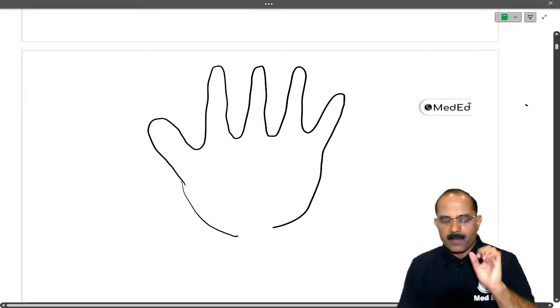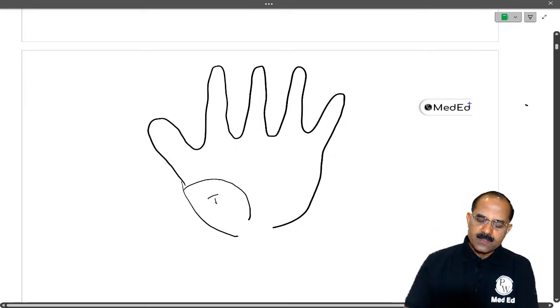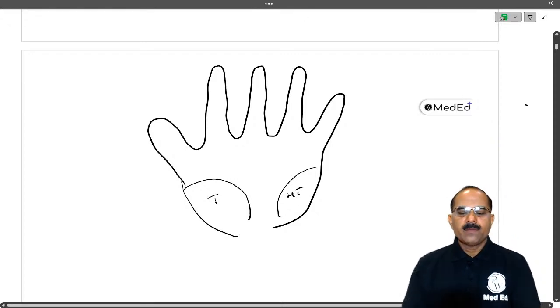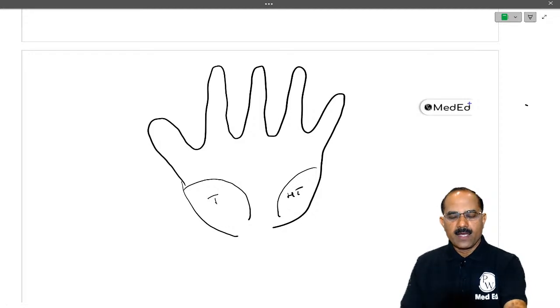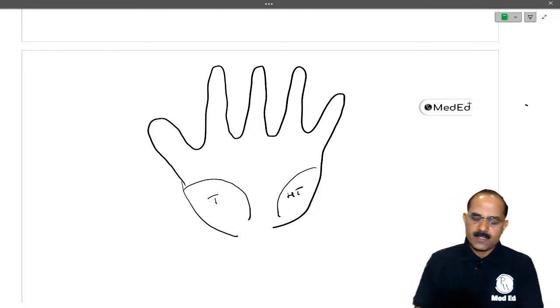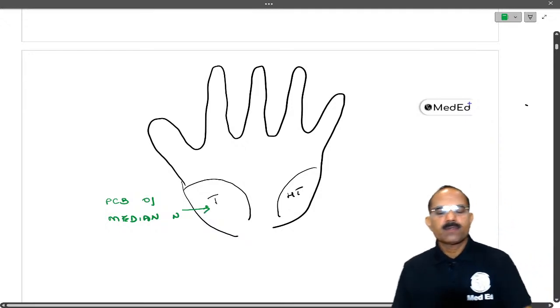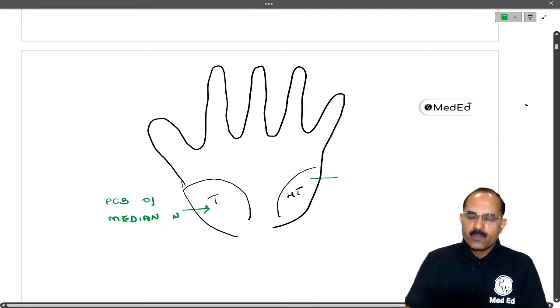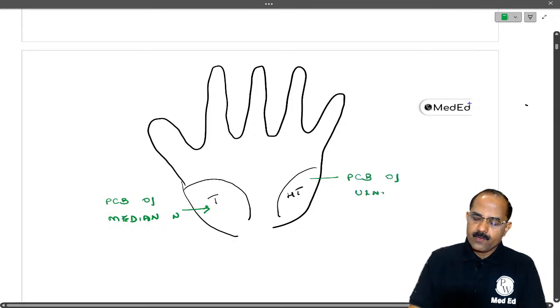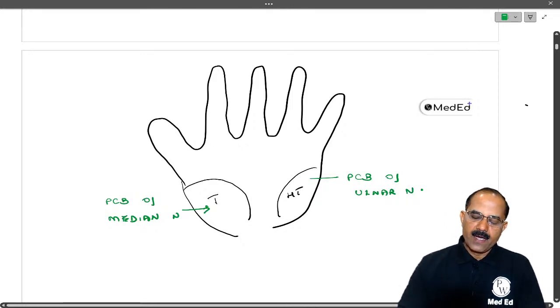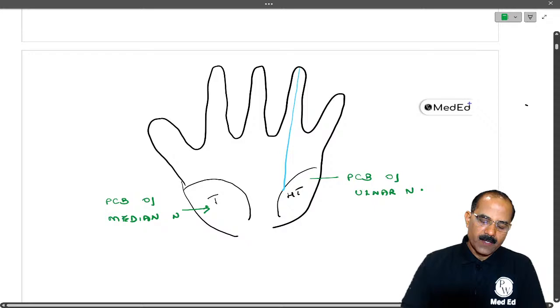यह है skin on the palmar aspect. यह है thenar eminence. ये क्या होगा? Hypothenar eminence. Right? Now, बच्चों, can anyone tell me who supplies the skin over the thenar eminence? This is the palmar cutaneous branch of median nerve. Who supplies the skin over the hypothenar eminence? The palmar cutaneous branch of ulnar nerve.